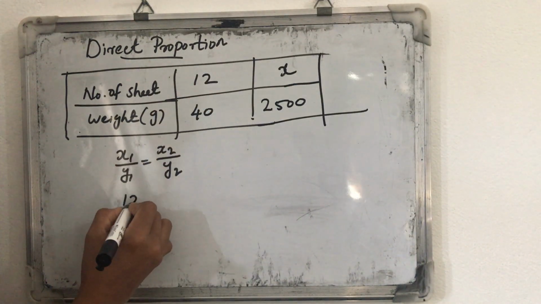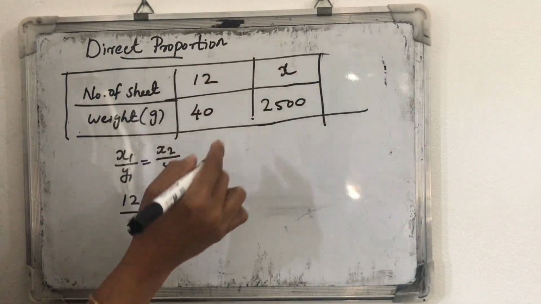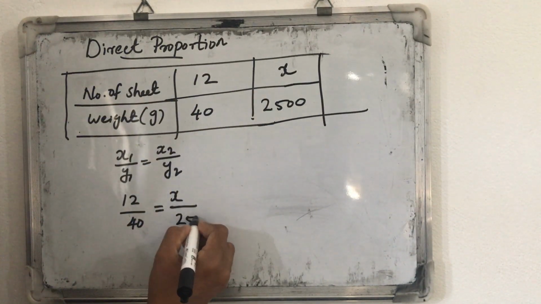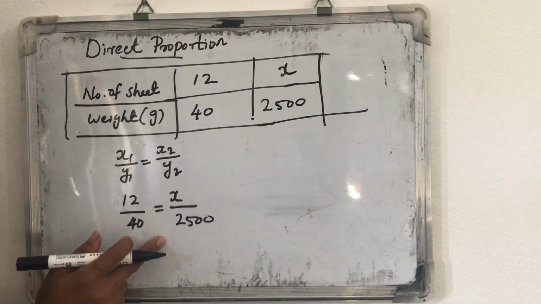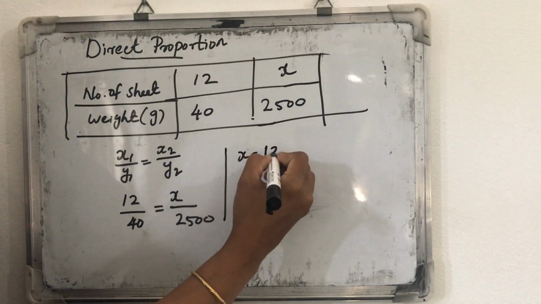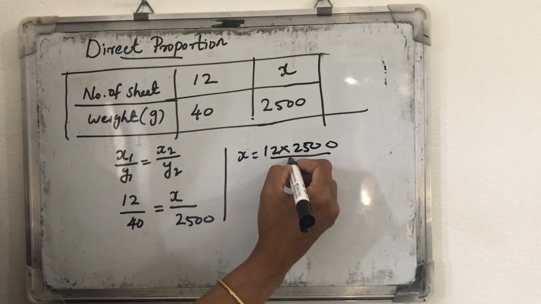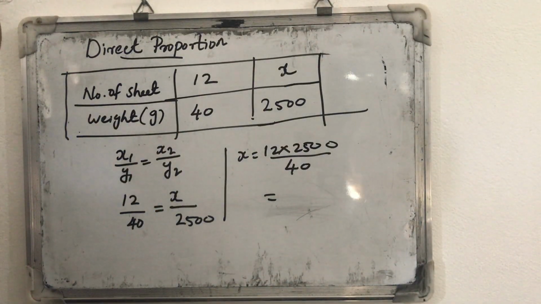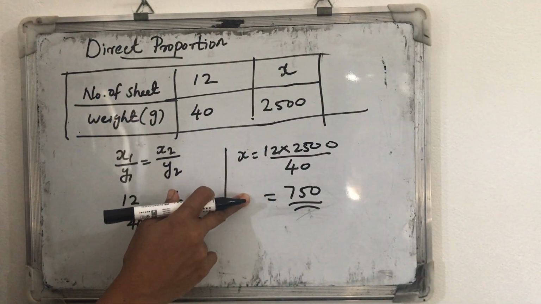x1 we can take as 12 by 40, that will be equal to x2, which is not given here, so we can simply take it as the variable x, and this is given as 2500. From this it is very easy to find the value of x. So x will be equal to 12 into 2500 divided by 40. After simplification you will get the value of x as 750.